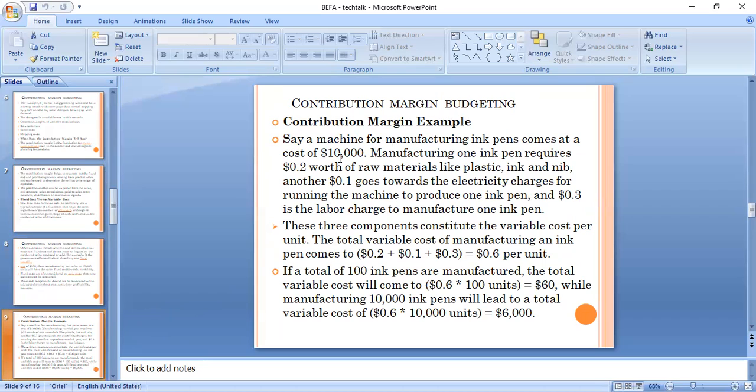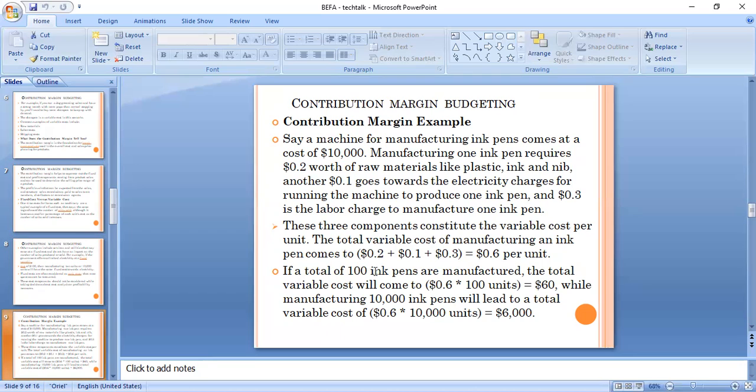Contribution margin example. Say a machine for manufacturing ink pens comes at a cost of $10,000. Manufacturing one ink pen requires $0.2 worth of raw materials like plastic, ink and nib, and $0.1 goes to electricity charges for running the machine to produce one ink pen, and $0.3 is the labor charge to manufacture one ink pen. These three components constitute the variable cost per unit. The total variable cost of manufacturing an ink pen comes to $0.2 plus $0.1 plus $0.3, equal to $0.6 per unit.